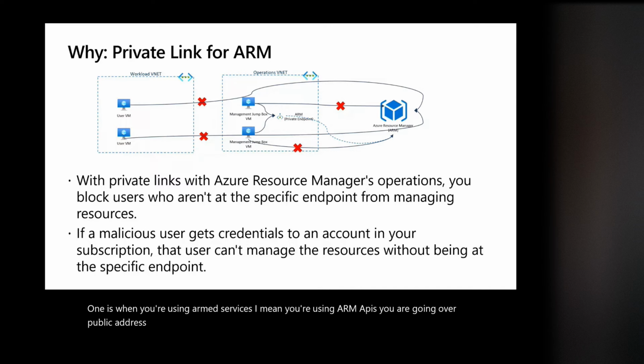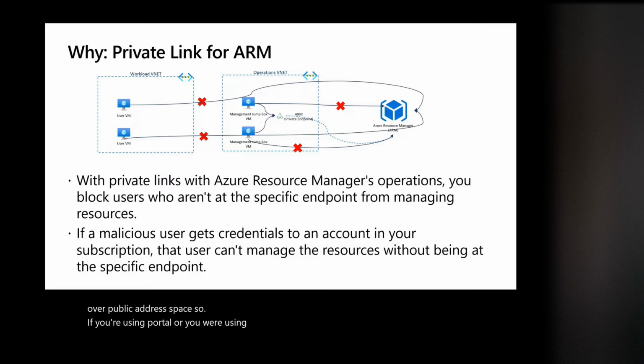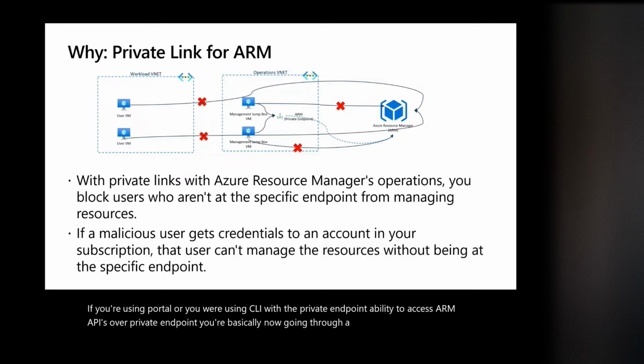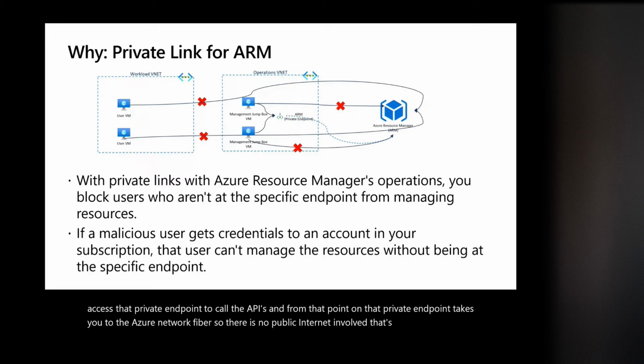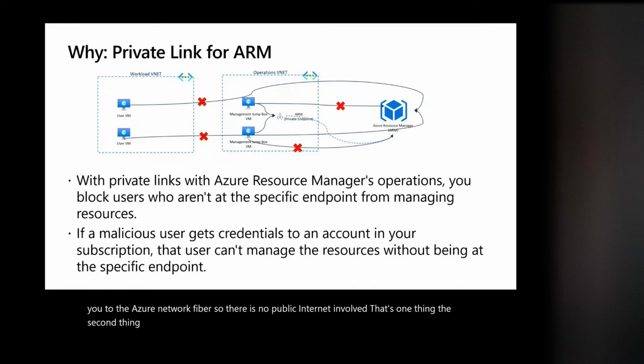If you're using Portal or CLI, with the private endpoint, the ability to access ARM APIs over a private endpoint, you're basically now going through a private endpoint. You access that private endpoint to call the APIs, and from that point on, that private endpoint takes you to the Azure network fiber. So there is no public internet involved. That's one thing. The second thing is very interesting.